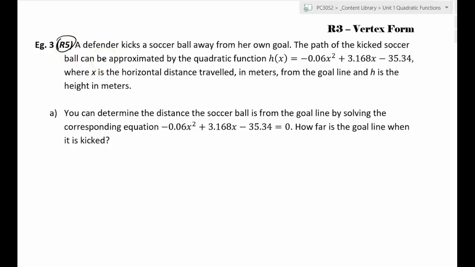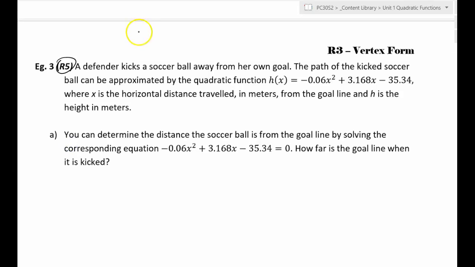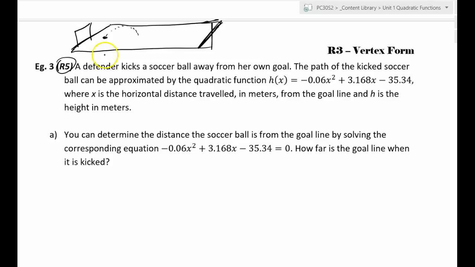So a defender kicks a soccer ball away from her own goal. Okay, and again, for word problems, I find the most challenging part is actually visualizing. So we are talking about a goal on a soccer field, and the field's extending this way, like that. The defender is standing in front of her net somewhere and she's kicking the ball like this, away from her net.